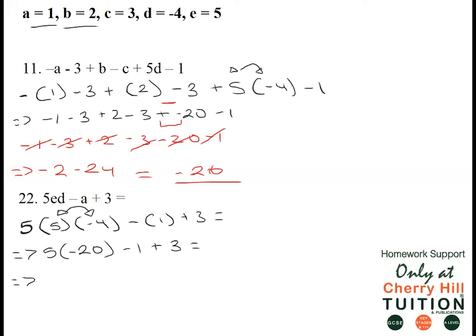5 multiplied by minus 20 is minus 100, minus 1 plus 3. Minus 100 minus 1 is minus 101. Minus 101 plus 3 gives us minus 98. So your answer is minus 98. Okay? Let's move on.